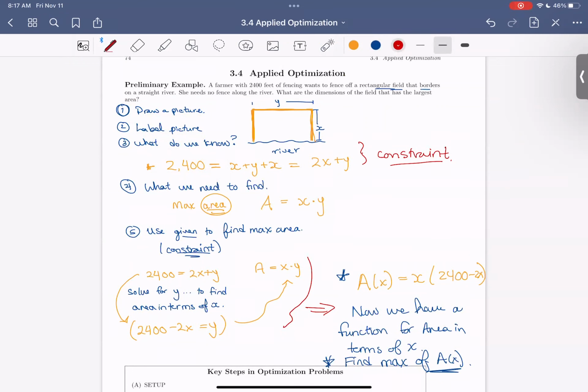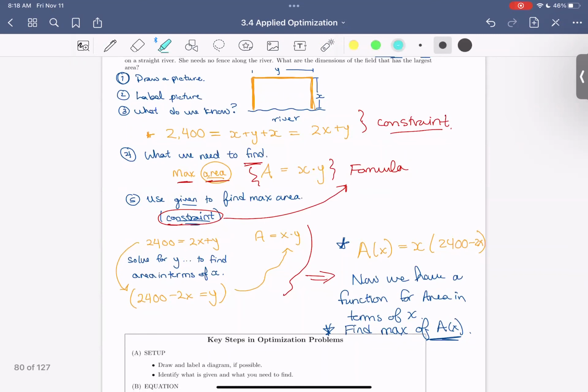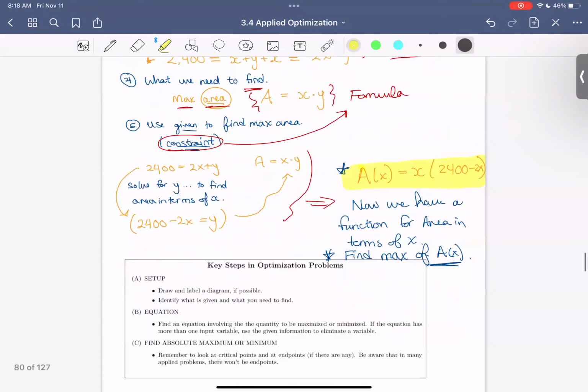Then we determine what we need to find. We need to find maximum area. So we write a formula for the area. From there, we put the constraint into the formula that we are going to work with, or into that formula that we want to find something about. When we combine them, we get a formula or a function for the area just in terms of x. Okay, so now our next step is just to maximize that area function.